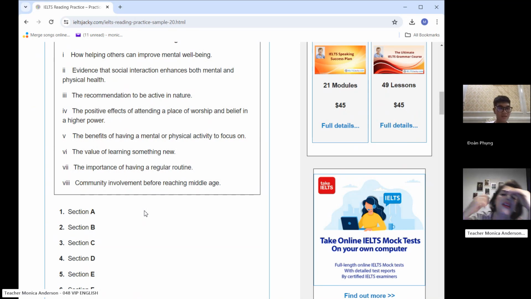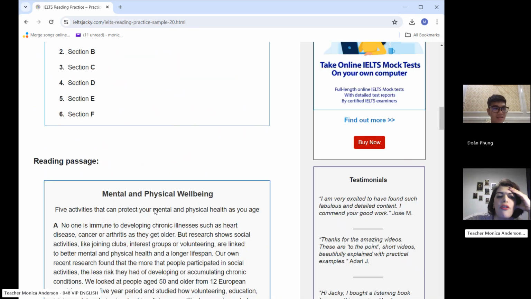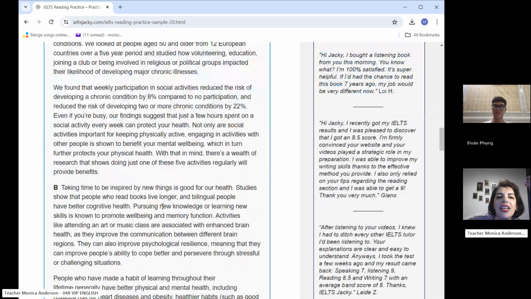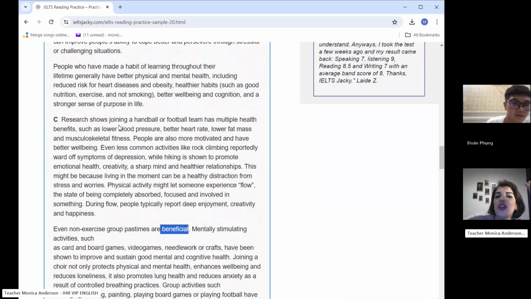Which one do you think? Can I really read again? Of course. Just, you know, look. Okay. Research shows joining a handball or football team has multiple health benefits. Benefits. Yeah, I know.